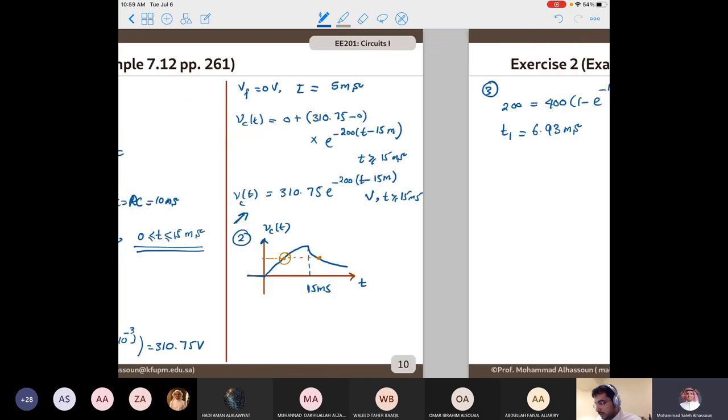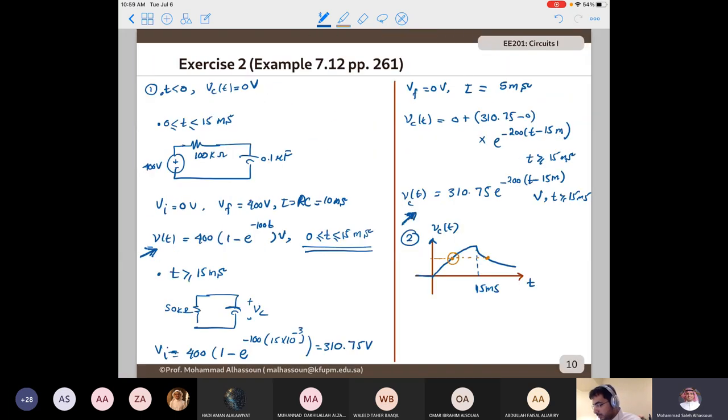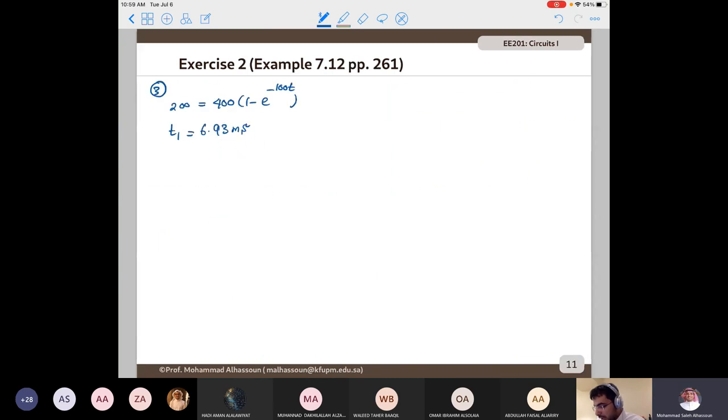The second one is we take this formula and try to find the time when the voltage reaches 200. In this case, we have 200 equals the expression with the decay rate 100, and if we do that, we will get 17.2 milliseconds. Okay, is it clear, Shabab?